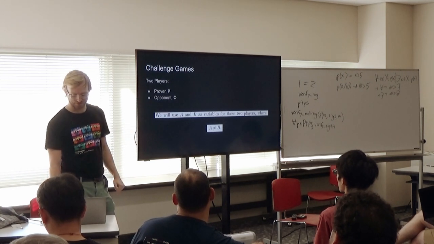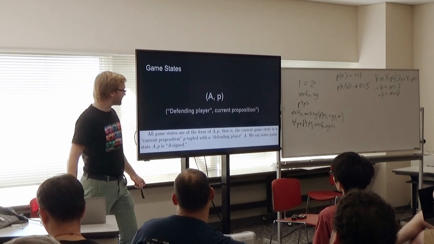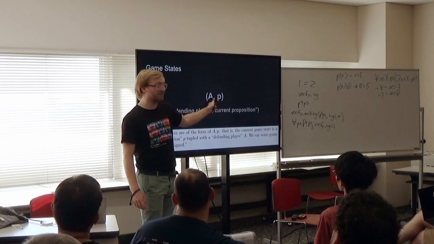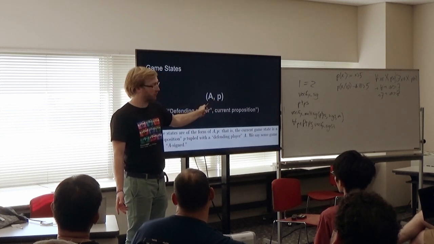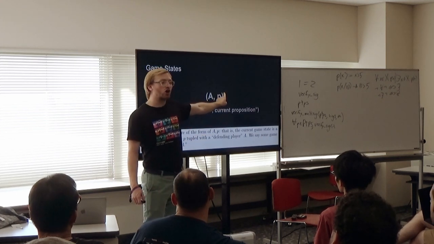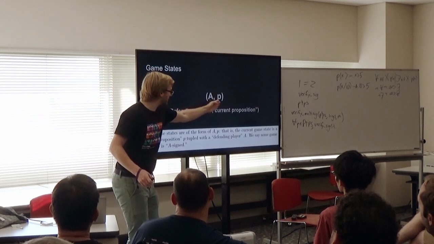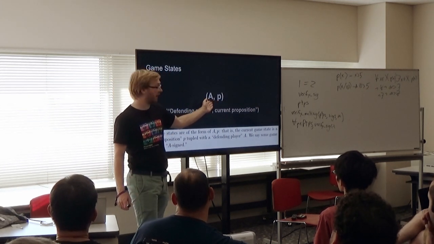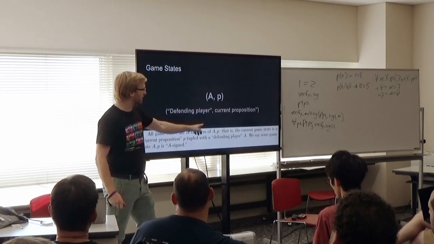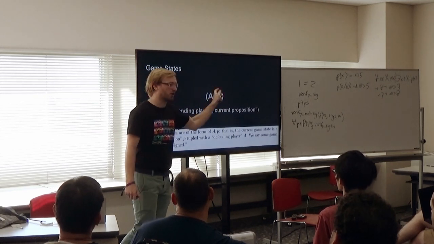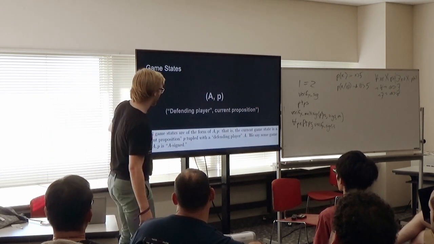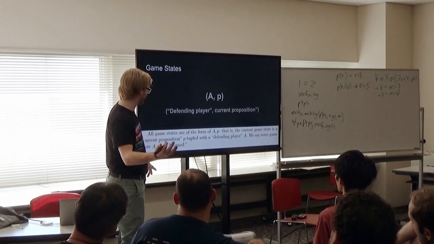Great. Okay. So here's a game state. A game state is a tuple of two things. A player, A, which like we said is either the prover or the opponent, but we don't care which at this point. We call this the defending player. The other thing is the current proposition. You could also think of it as the proposition being defended by the defending player. So if the game is currently in some position, there's going to be a defending player specified and a current proposition specified. Sound good, everyone? Pretty simple. And what did I say here? Okay, yeah, this is the same thing in some words, which maybe the people in the back can't read.